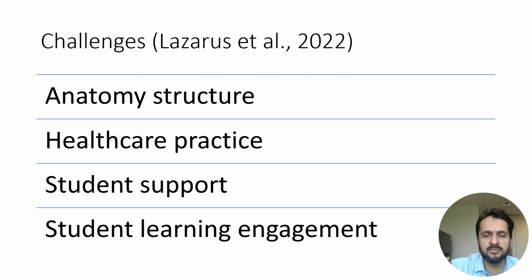Now, here is a brief list of the issues which we may face as anatomy educators by integrating AI in our learning. For example, anatomical structures vary across different individuals. So all individuals will have different structures and there might be variation in them. So it may generate a false concept of normal there.